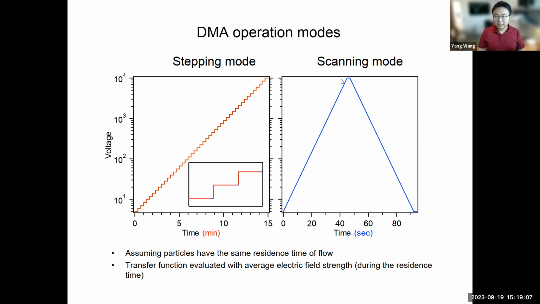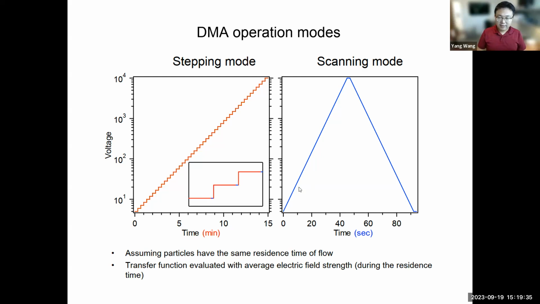Because of this scanning mode, we need to consider the response of the CPC. We mentioned earlier that the particles always take some time to transport to the CPC. More importantly, inside the CPC, the particles near the wall and the particles near the center of the growth tube have different residence times, right? Particles near the wall of the growth tube have the smallest flow velocity, which means they stay for a longer time.